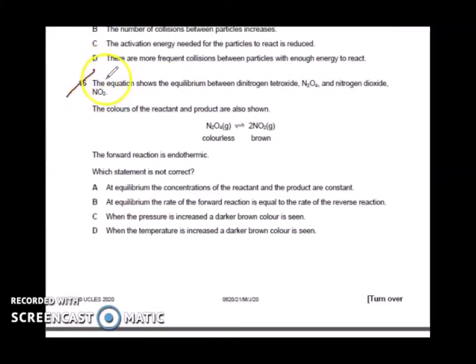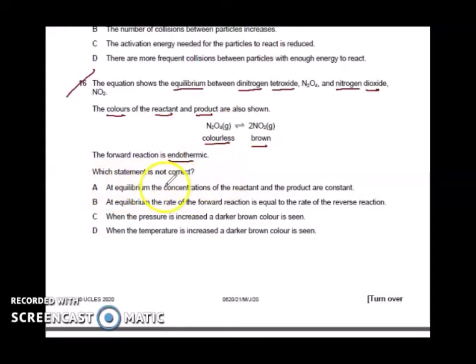Okay, now for number 16, the equation shows the equilibrium between dinitrogen tetroxide and nitrogen dioxide. The colors of the reactant and the product are also shown. This one is colorless, this one is brown. The forward reaction is endothermic.